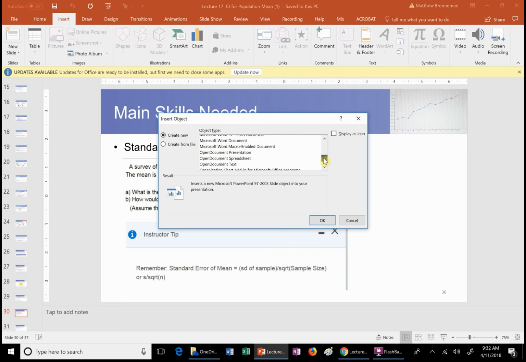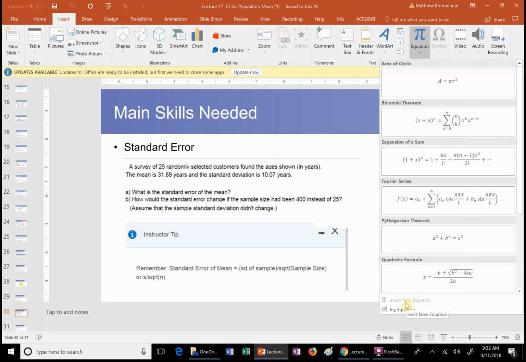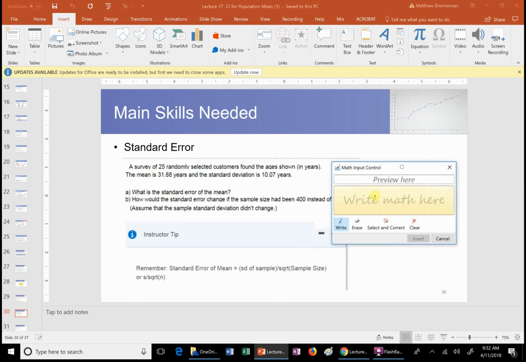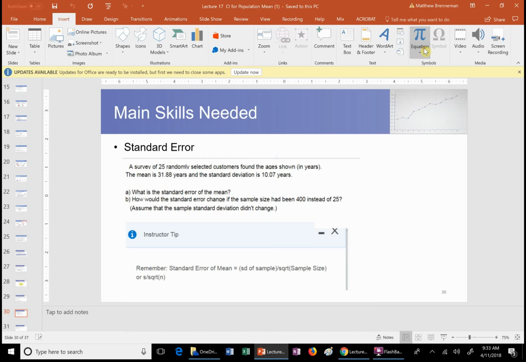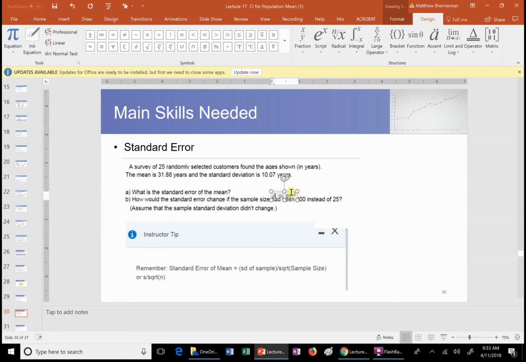Okay. So this is just going to be equal to s divided by the square root of n. Let's see if this works. Well, it's not going to let me input this. Try it one more time. Let's do this. Yeah, there we go. Okay.